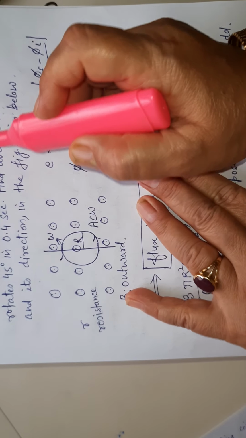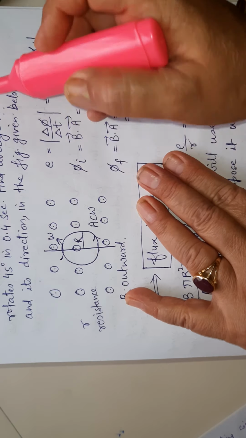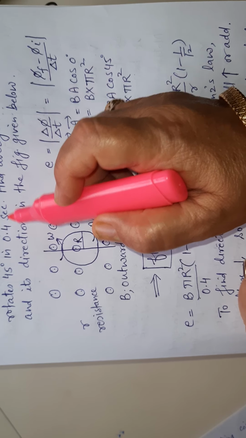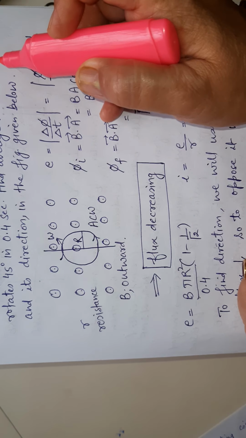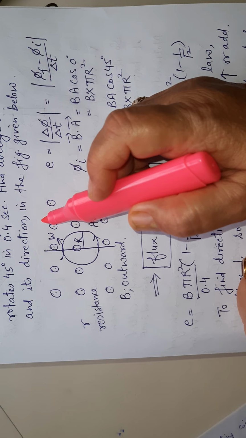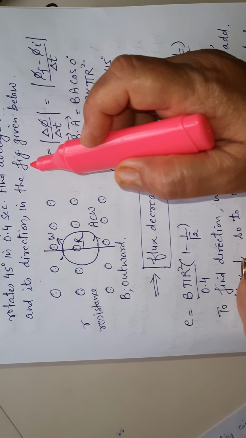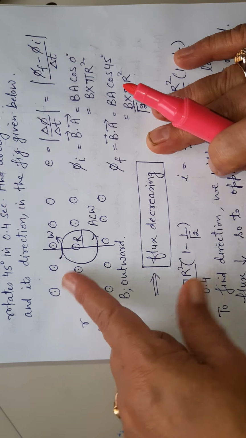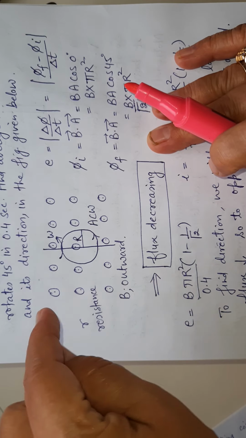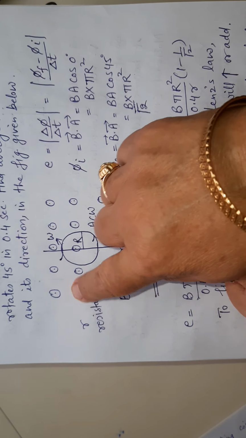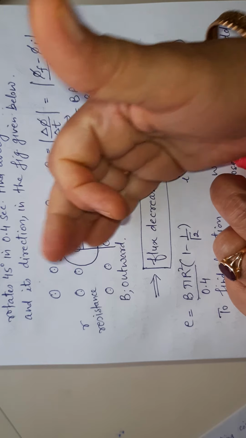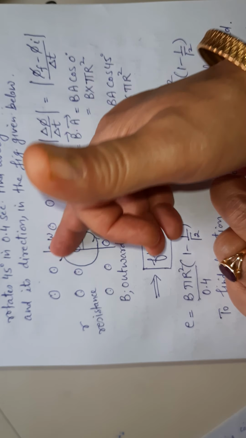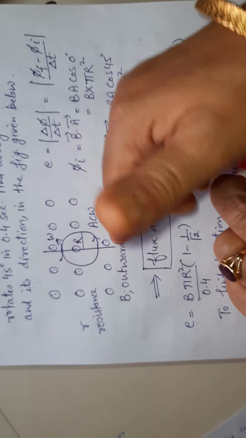Find the average induced EMF in the coil if it rotates 45 degree in 0.4 second. Find the average induced current and its direction in the given figure. So this is the figure. It is given that the magnetic field is coming outward, and this is a conducting coil. This coil is rotating.